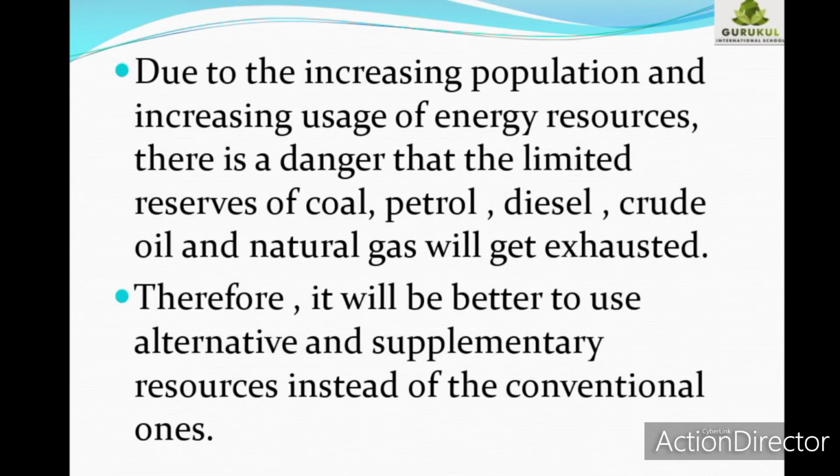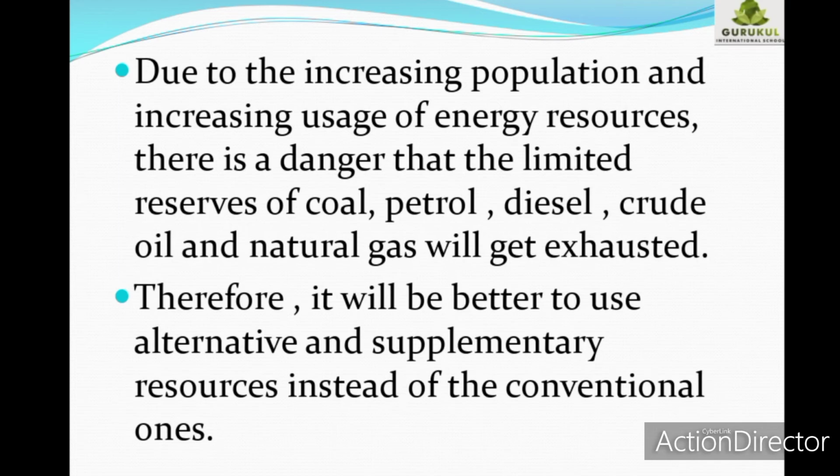Now, as we all know, the population of human beings has increased a lot. Due to that, the usage of energy resources has also increased, and because of that, there is a danger of limited resources. We have studied that coal, petrol, diesel, and natural gas are non-renewable, and if they are created naturally, it takes thousands of years to generate these resources, and hence they are going to exhaust. So we need to use them wisely.